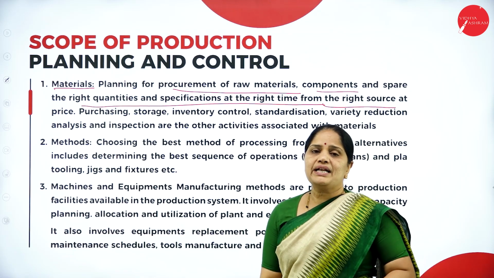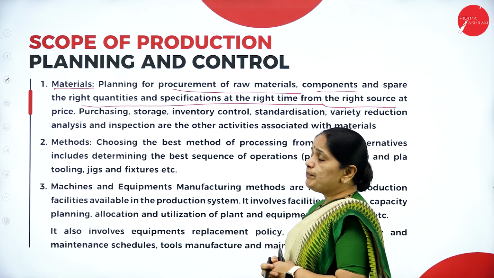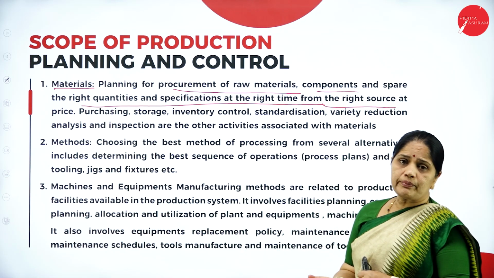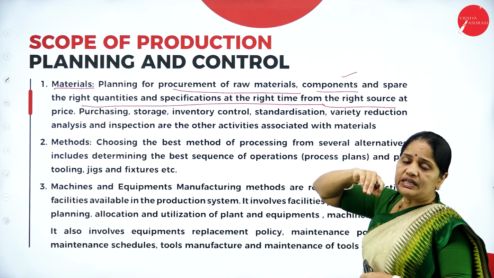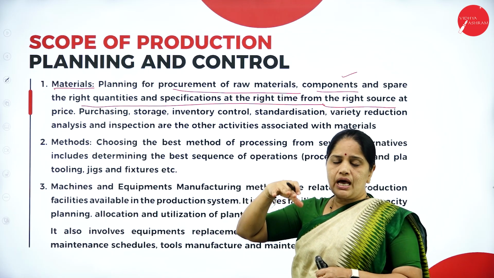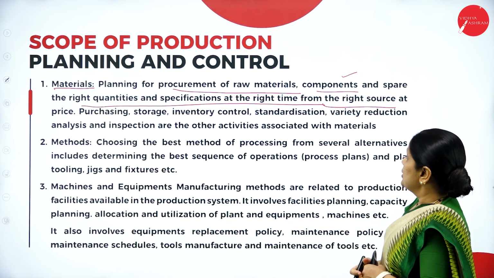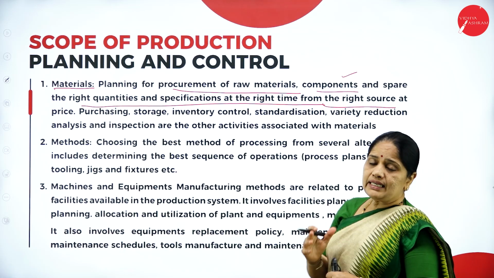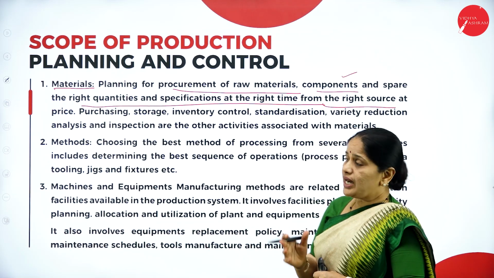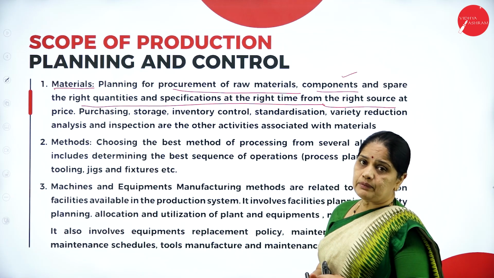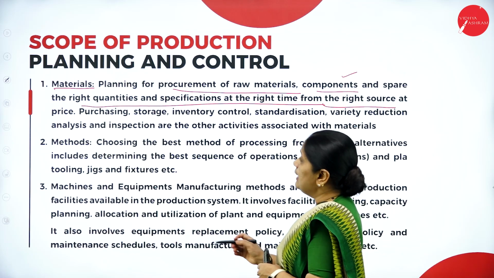So if it is the materials, then the production planning department has to think about the procurement of raw materials. Procurement means you have to purchase the raw materials. Components, if it is an assembly type of production house, then what are the various components which go into the manufacturing of the engine, and the spares at the right quantity. So you need to order the right quantity, right specification at the right time and at the right place. So this is a very, very important aspect of production planning and control.